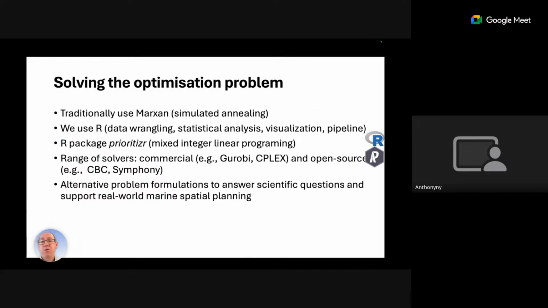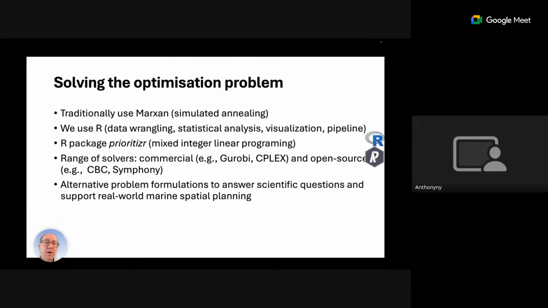And to solve this optimization problem, people in conservation have used a number of different tools, but the University of Queensland has developed the most common one, which is called Marxan. And that uses simulated annealing, which provides approximate solutions, and it's quite slow to solve this optimization problem. And it's also bespoke software that you can't code in, for instance. So it's an application that you run, and so you couldn't have a pipeline. So we've been using R because it's good for data wrangling. It's used a lot in ecology and conservation.